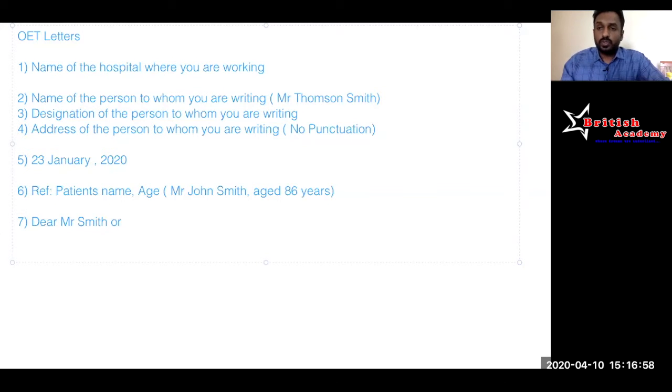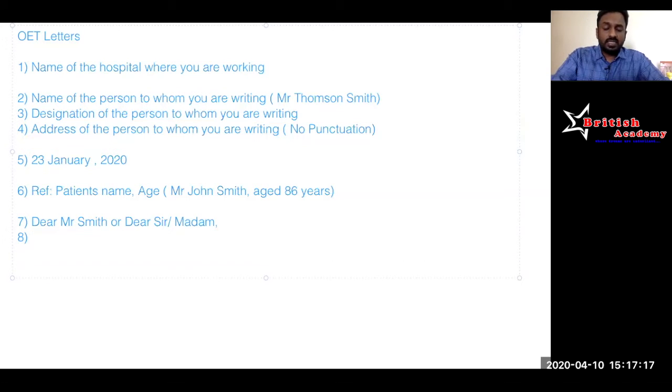Or if I don't know the person's name, it's better to avoid the designation, Dear Nurse, Dear Doctor. That is acceptable. There is no markdown for that. I'm not discouraging that. There is no markdown. Better way to write is Dear Sir or Madam if you don't know the name of the person to whom you are writing. After this comes the eighth point.